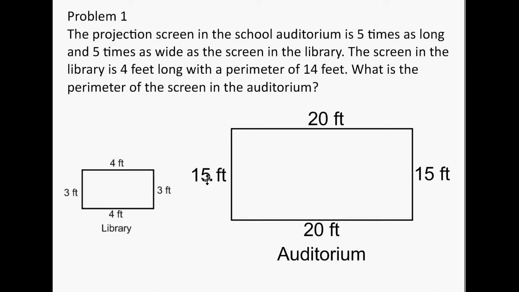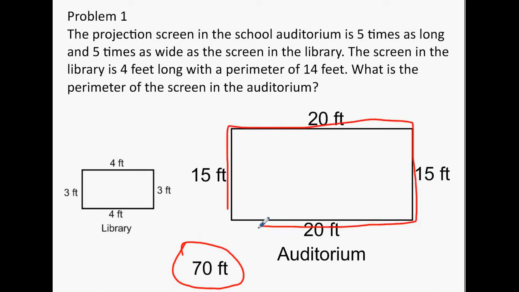Let me add these because I think this is going to be easier. 15 plus 15 is 30. 30 plus 20 is 50. And 50 plus 20 is 70. So the distance around the screen in the auditorium is 70 feet. Okay, and that is our answer for that one. 70 feet all the way around. And it's 5 times bigger than the one in the library. That was a pretty awesome problem. A lot of work there to do that one.